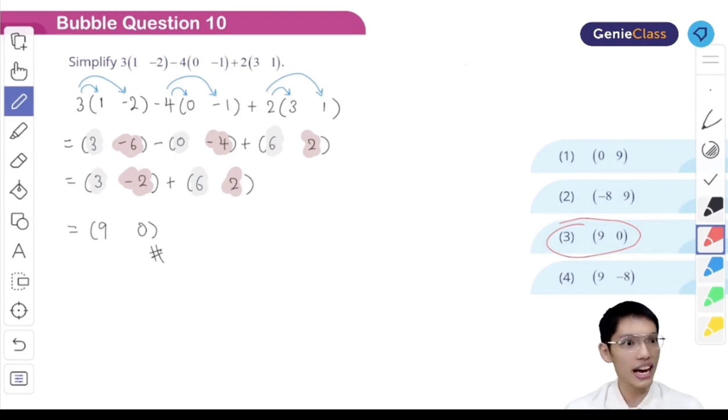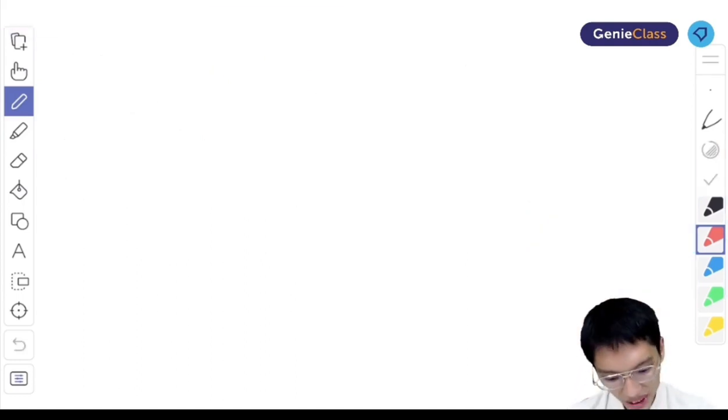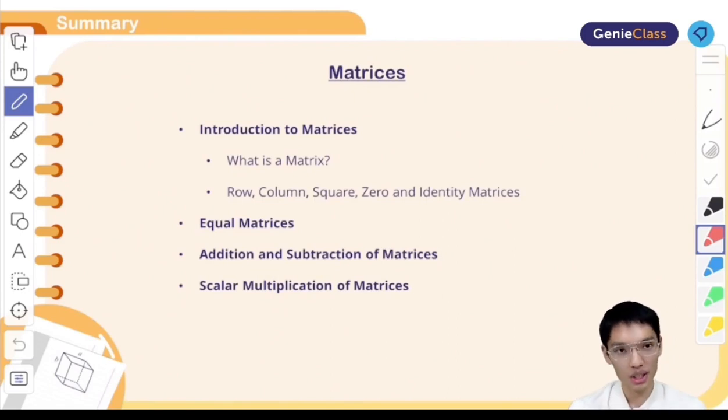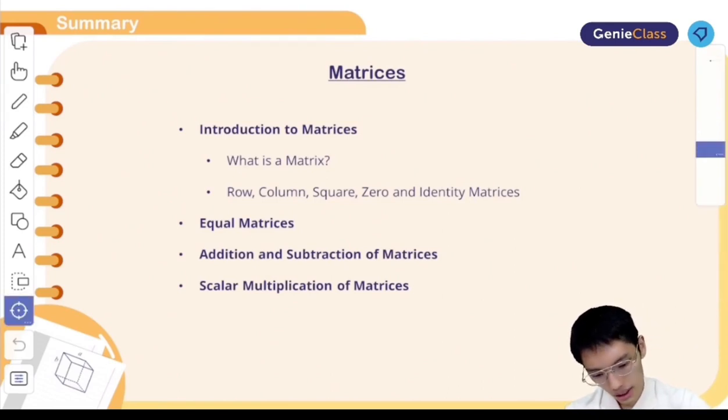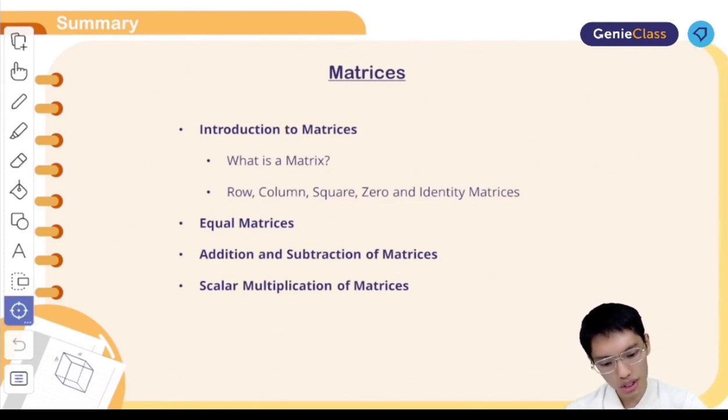All right, so in fact, that is it for today. Yeah, today's lesson, I hope it's not too heavy on you all. So what we have touched on, we have learned over here what is a matrix and the different kinds of matrices we see. Lastly, what's an equal matrix, addition and subtraction of matrices, and lastly, what is a scalar multiplication of matrices that is involved.